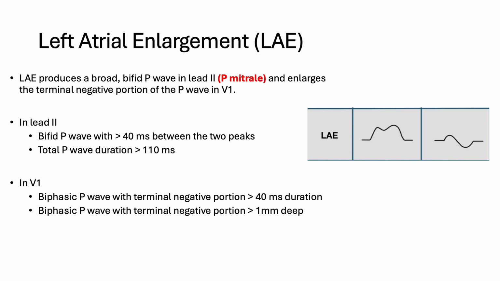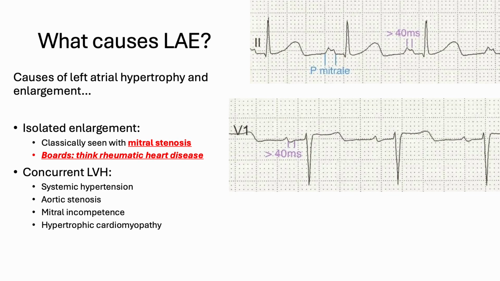Left atrial enlargement is categorized by a broad double mountain shape in lead 2, termed bifid, a false peak for you hiking aficionados. This is in conjunction with the findings of a terminal P wave longer than 40 milliseconds and deeper than 1 millimeter in V1, and this confirms the EKG finding of P mitral. Well, as always, we have to ask, why is this important? Isolated left atrial enlargement, whether it is seen on EKG findings or an echocardiogram, is usually caused by mitral stenosis.